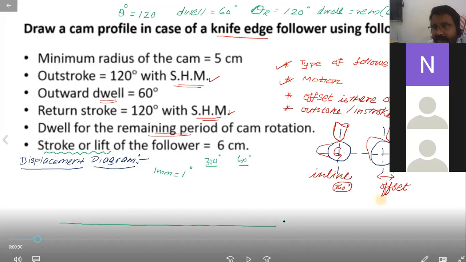A3 is what we are going to use for the examination. But since you are at home, you are having A4, so we can take an even smaller dimension.